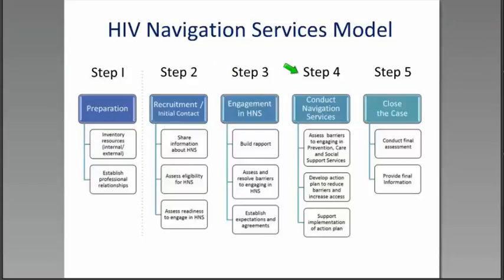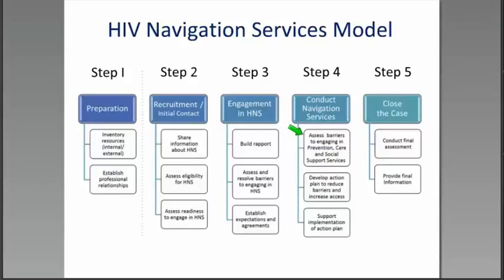Now for this next step, we have step number 4. This is where we are actually conducting the navigation services. This is when we're working with someone who is HIV positive to engage in care or link them to care, or with someone who is negative and we're linking them to or increasing access to prevention services. The way we do this is, first of all, by assessing barriers to engaging in prevention, care, and social support services that will either help a person who is not living with HIV to remain negative, or someone who is living with HIV to have optimal health outcomes.